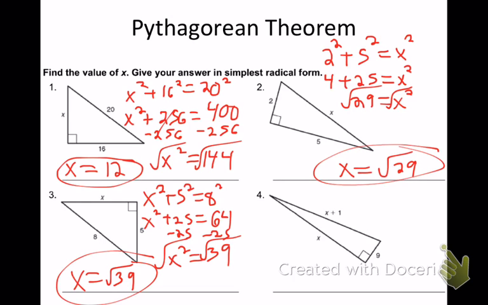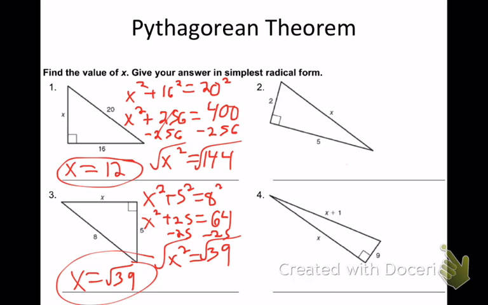Now 4 is the tough one. That's the one we talked about on the slide before. I'm going to erase some work here, so I have some room to solve. Which one's my hypotenuse here, Caden? X plus 1. Okay, because it's opposite the right angle, right? So I'm going to say x squared, that's my leg, plus 9 squared, that's my other leg, equals x plus 1 squared. Is everybody good with what I did?